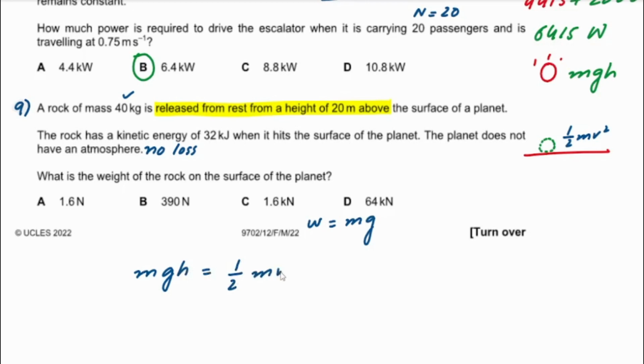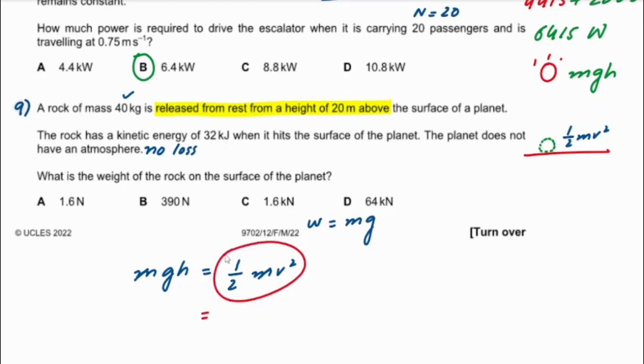And we can cancel out mass on both sides. So g equals the gravitational field strength. g is not 9.81. Once again, we are not talking about the planet Earth. So g equals v squared divided by 2h. And then what is the speed? Speed is not given, so let me do it the other way. I'm not going to cancel the masses. The kinetic energy is given as it is. The kinetic energy is 32 kilojoules.